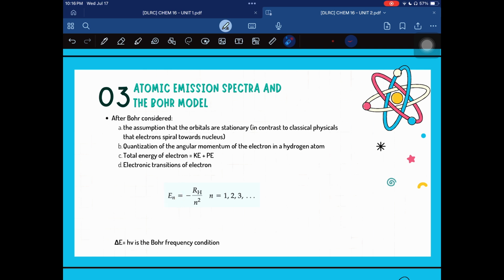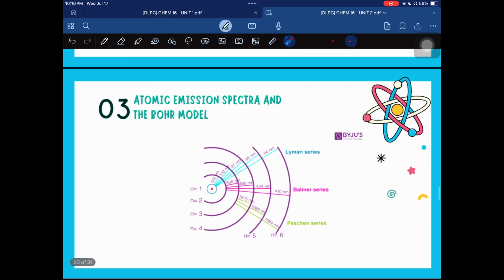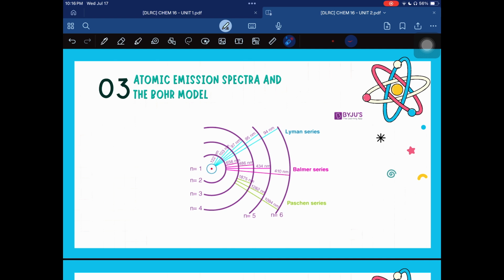But we usually measure the change in energy of an electron during the transition. So we usually use the Rydberg equation, which is this. The energy of the photon can then be used to solve the frequency and wavelength of the emitted light. We group the transitions based on the energy level that they land on. So n is equal to 1, as you can see, for the Lyman series, n is equal to 2 for the Balmer series, n is equal to 3 for the Paschen series.